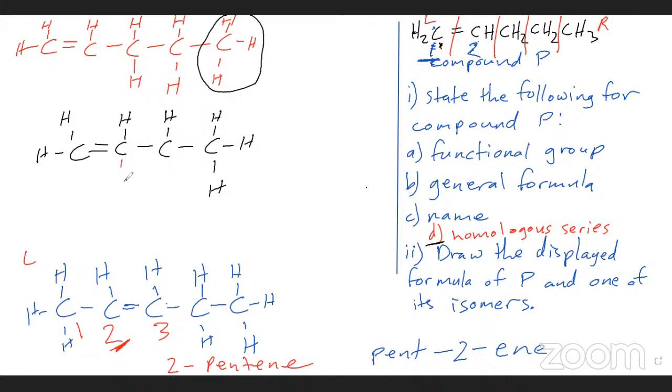Can I do this? No. No, sir. All right, because it would have five bonds instead of four. Right, that is correct. So I put it on this one. All right, for naming this compound, how many carbons are in the longest chain? Four. All right. That's correct.